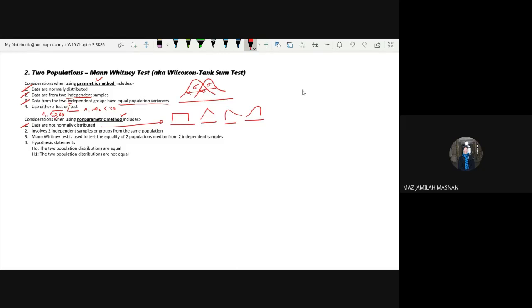And of course, again, it involves two independent samples or groups from the same population, meaning that you are talking about two different groups from the same population. Okay, so that's how you can use your Mann-Whitney test. Now the Mann-Whitney test is used to test the equality of two population medians. So you are dealing with two groups: group 1 and group 2, and we are talking about median 1 and median 2. It's either they are equal or they are not equal.